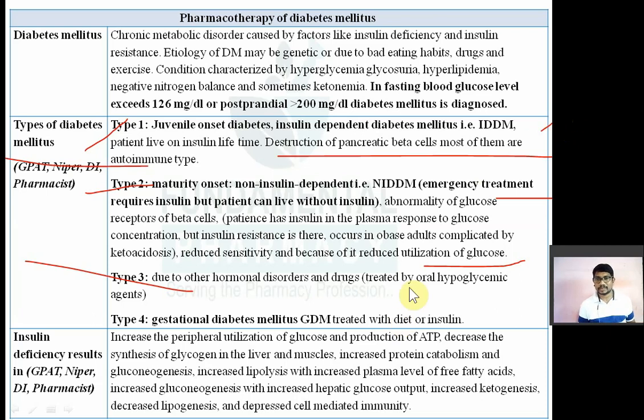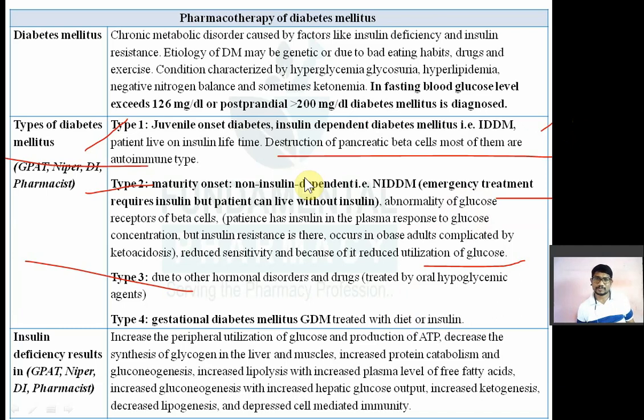Now in case of type 2 diabetes, known as non-insulin dependent diabetes mellitus, there is insulin. Whenever you eat sugar, insulin will be released, but that insulin and its receptor are not interacting. So here there is resistance to insulin.